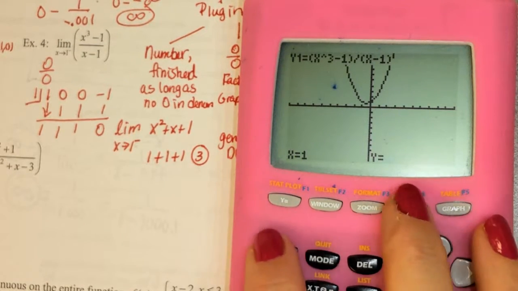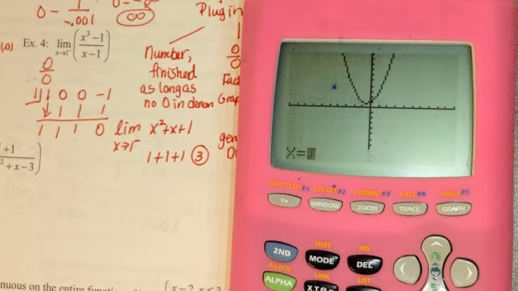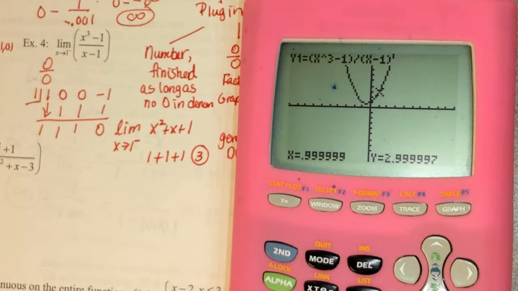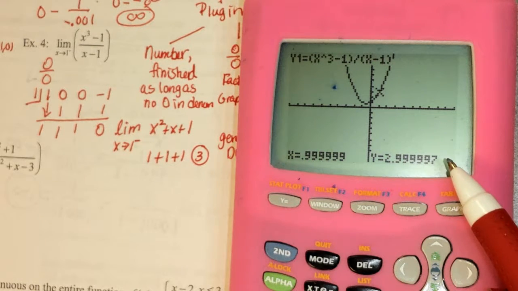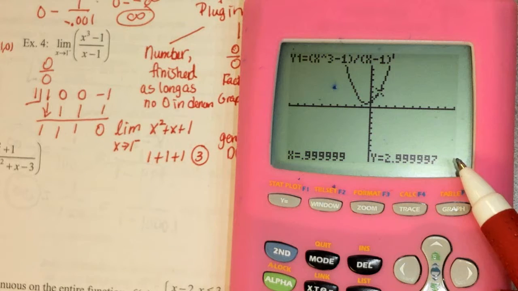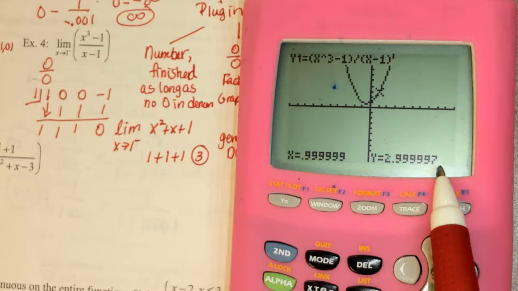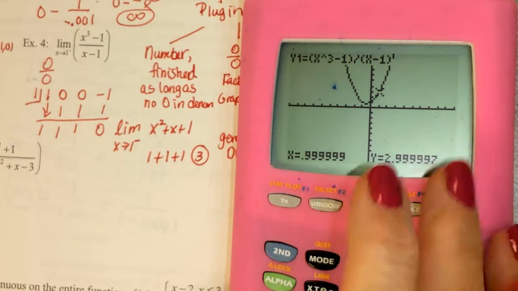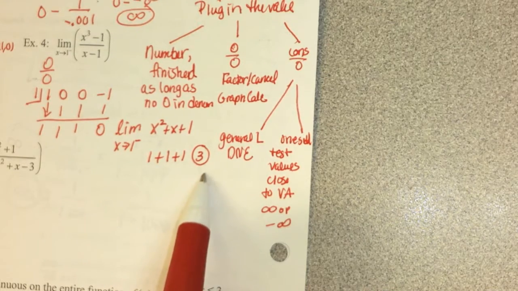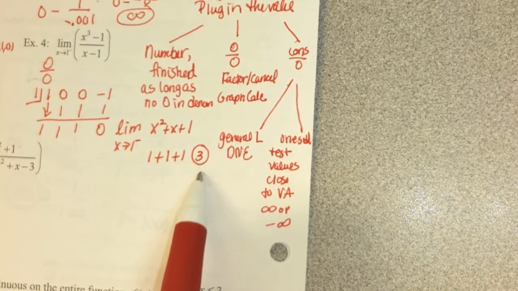Nothing there. Well, let's check a value that's really close to 1 from the negative side, like 0.99999. And look what it gives me. Does that support the fact that the answer is 3? Now, if you were on the test and you gave me 2.9999997, not correct. That is not the answer for the limit. The answer to the limit is 3. It's the integer that we are approaching.